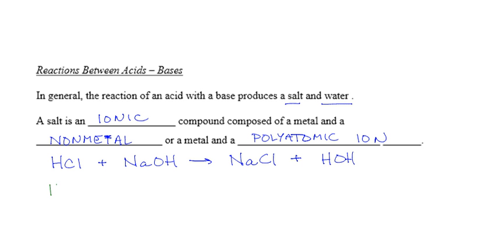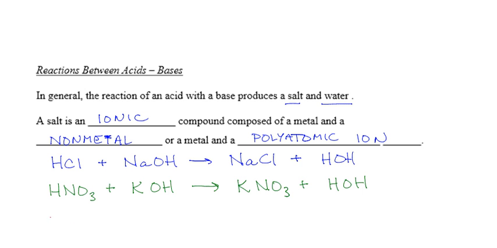Another acid is nitric acid, HNO3. If that reacts with potassium hydroxide, then a double replacement reaction will happen. We form KNO3 and once again HOH. So KNO3 is a salt. It's a metal and a polyatomic ion. Again, we would balance, but it already is. And we're going to find they get tougher than this.